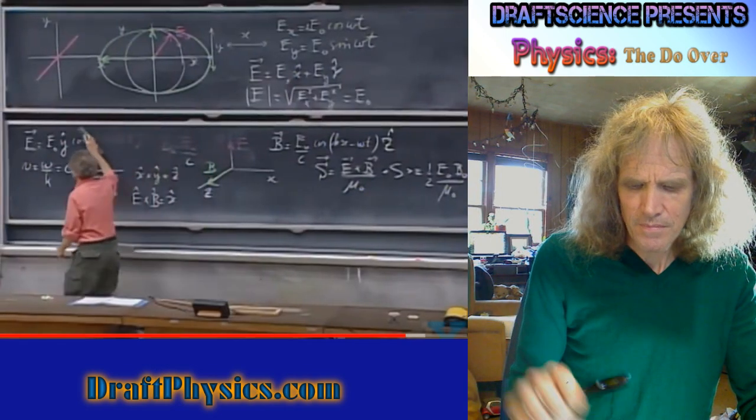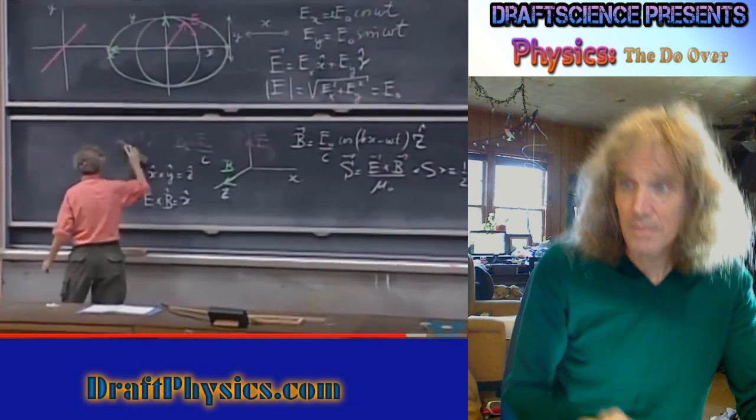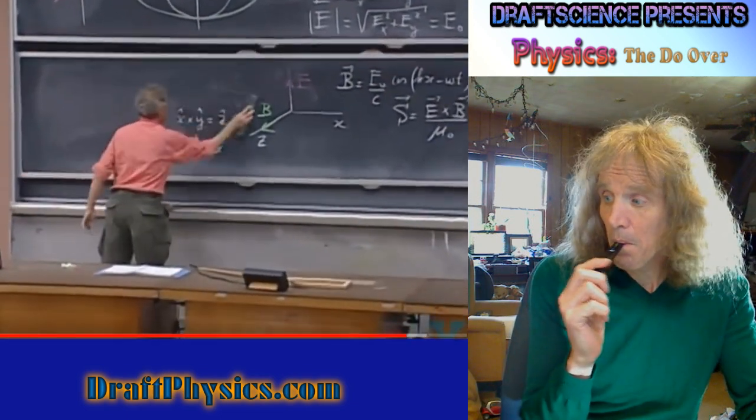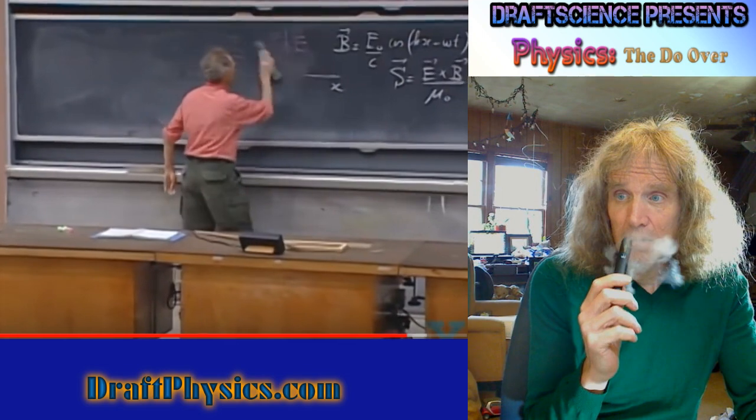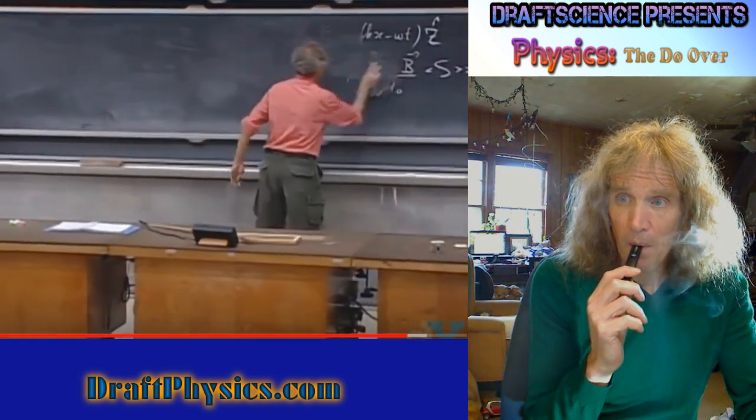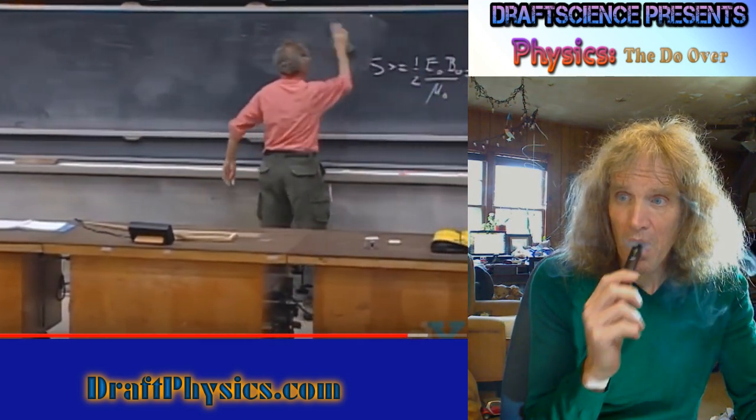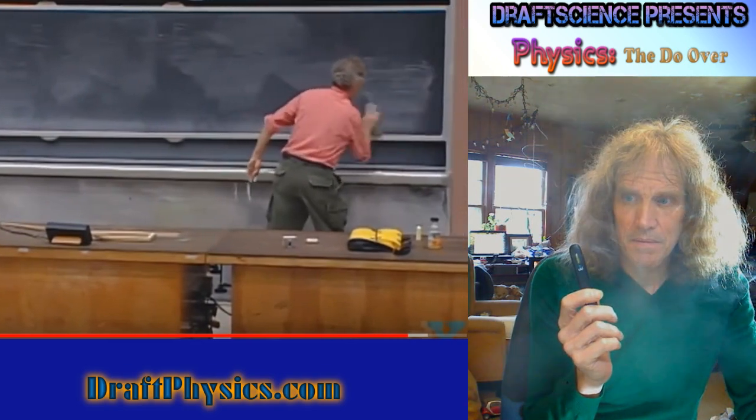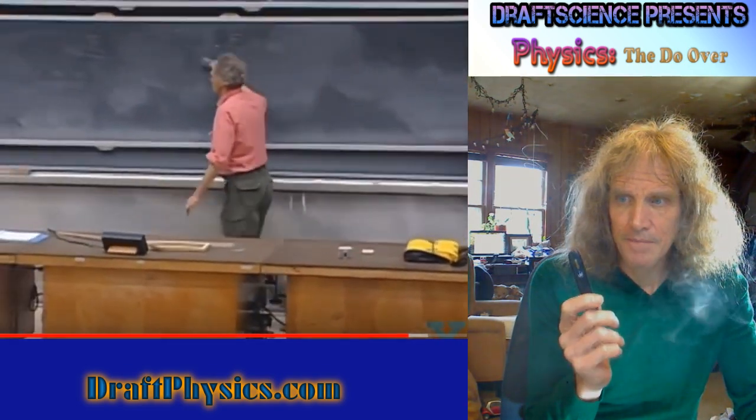Snell's law was discovered 250 years before Maxwell. It's quite an amazing accomplishment, even though you can derive it from Maxwell's equations, of course. But it was derived by this Dutchman 250 years earlier.